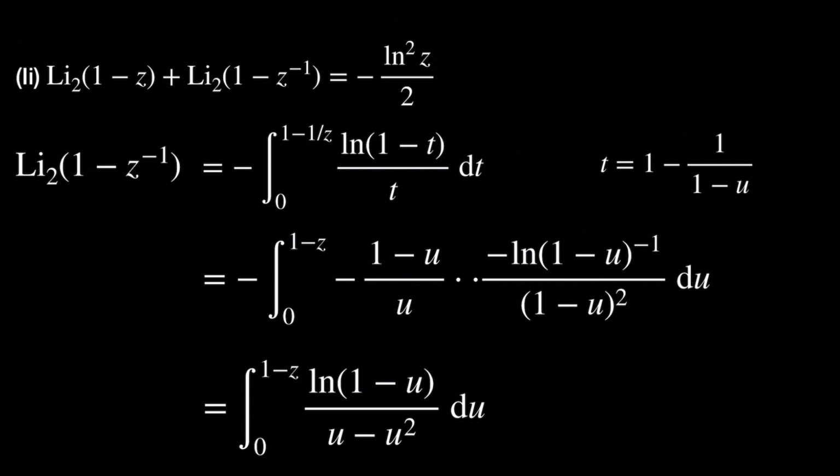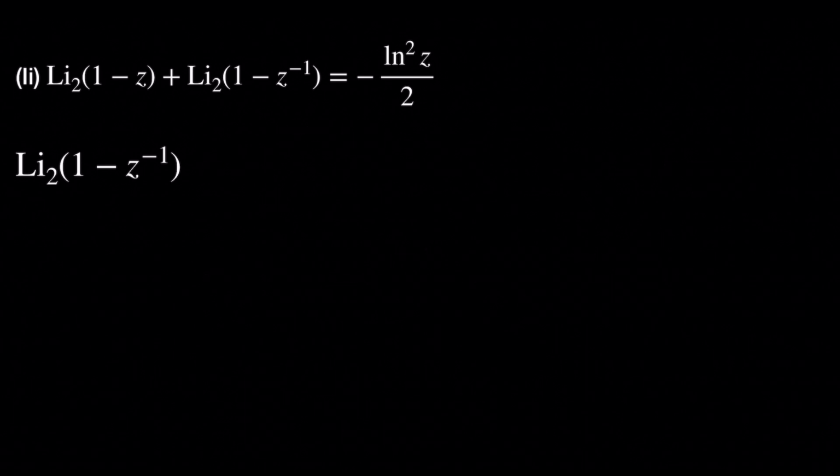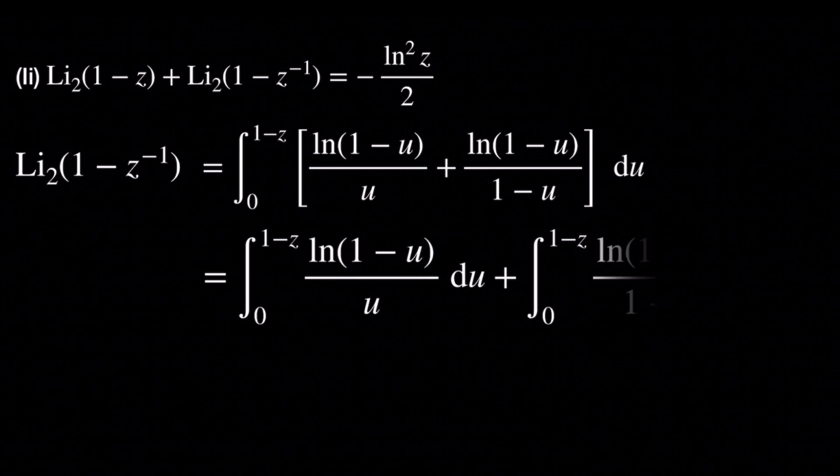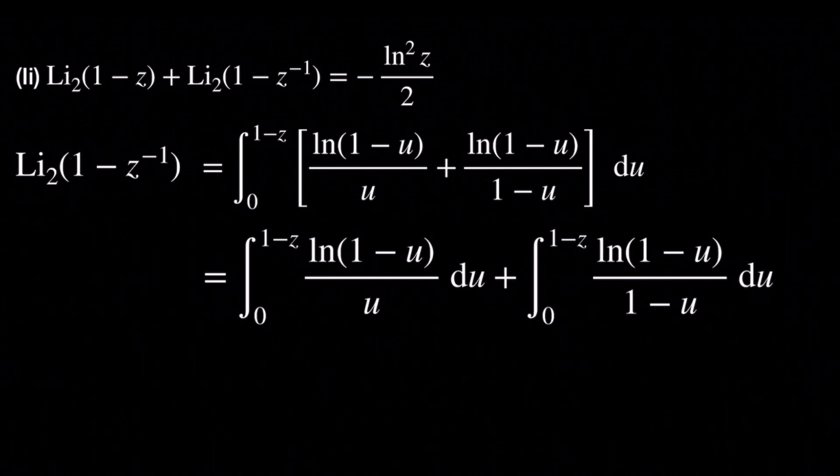and we can use a partial fraction decomposition here, and we get the integral from 0 to 1 minus z of log of 1 minus u over u plus log of 1 minus u over 1 minus u du. Using the linearity of integrals, we get the sum of these two integrals.